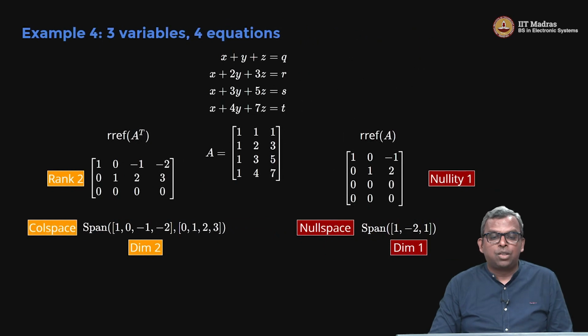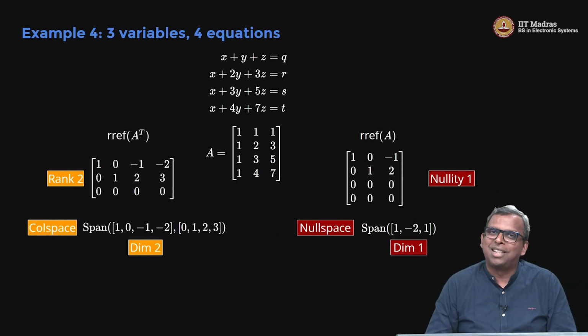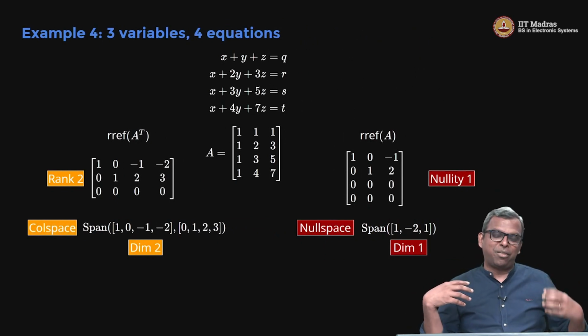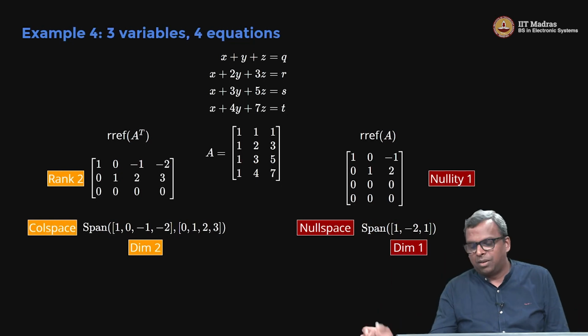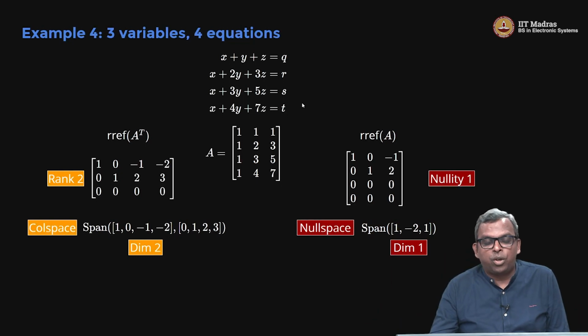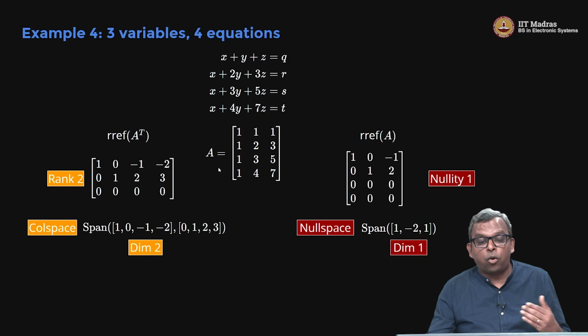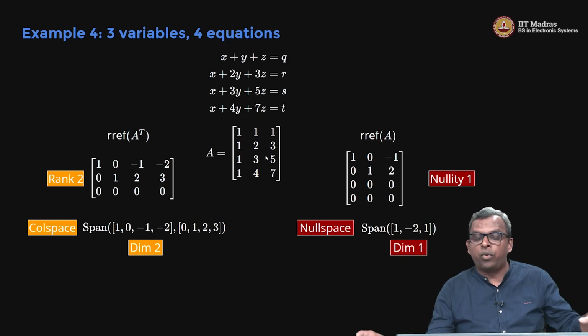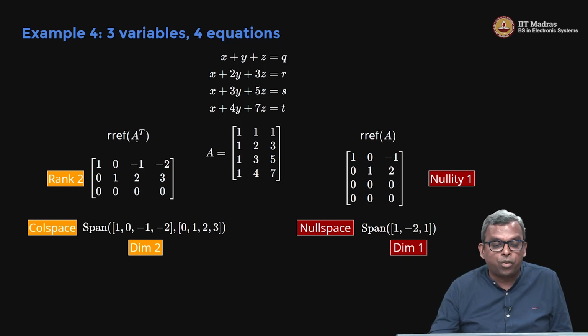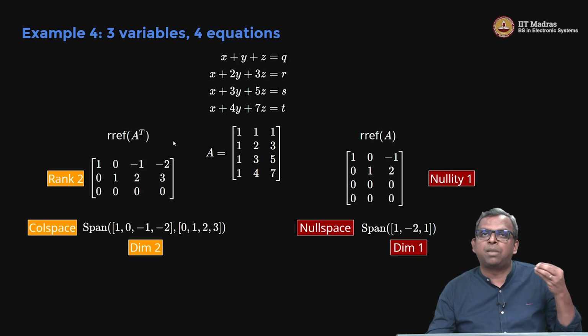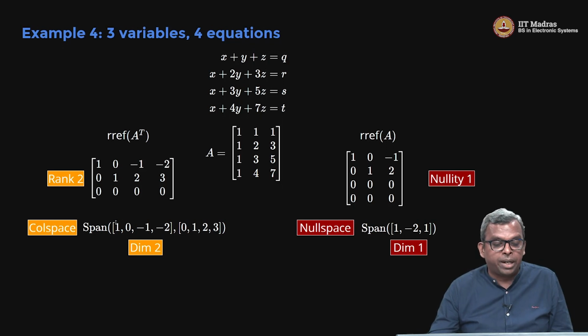Okay, so next example. Example 4 is a little bit more twisted. We're going to now look at 3 variables and 4 equations. Okay, so you have 3 variables and 4 equations. So your matrix A now is a 4 by 3 matrix. I'm going through very quickly here. You do RREF on A transpose to find a nice basis for the column space. You're going to get 1 0 minus 1 minus 2 and 0 1 2 3. So your dimension becomes 2. So it's a rank 2 matrix.